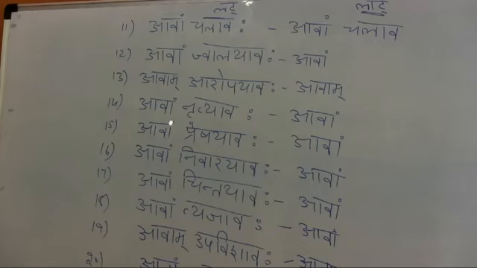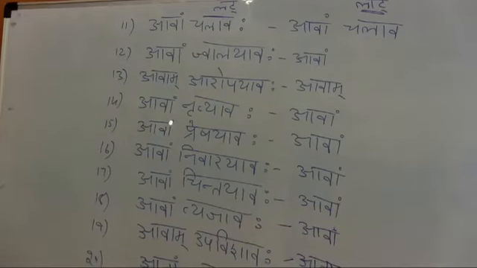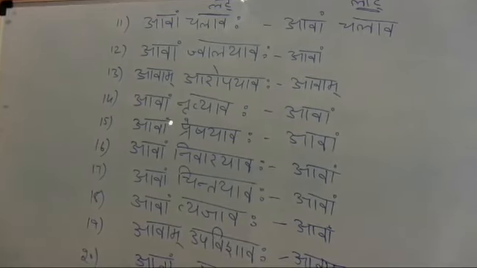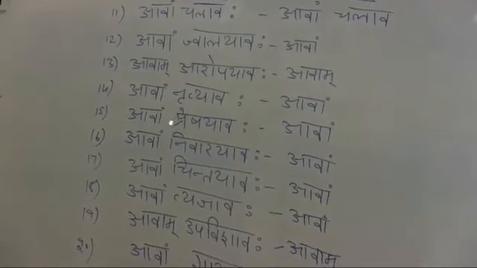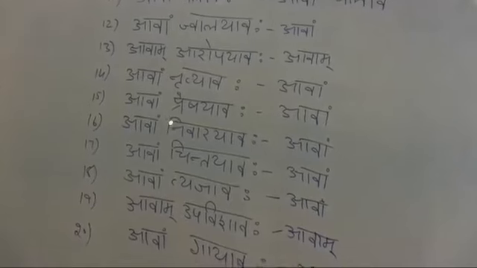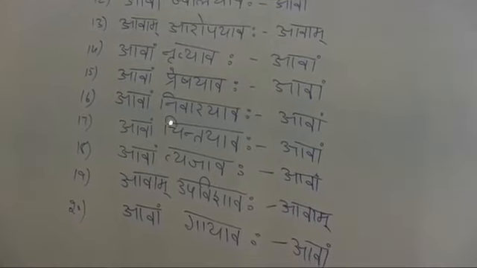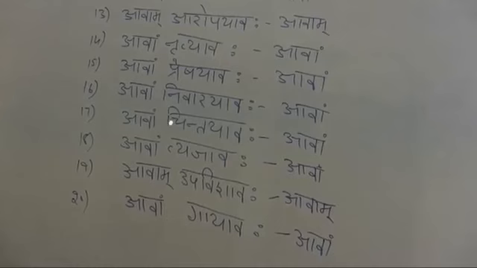The 18th one, Avam Tyajavaha. We both give up. We both are giving up, leaving. The 19th one, Avam Upavishavaha. We both sit or we both are sitting. Upavisha is to sit. And the 20th sentence, Avam Gayavaha, is very simple. We both sing, we both are singing.